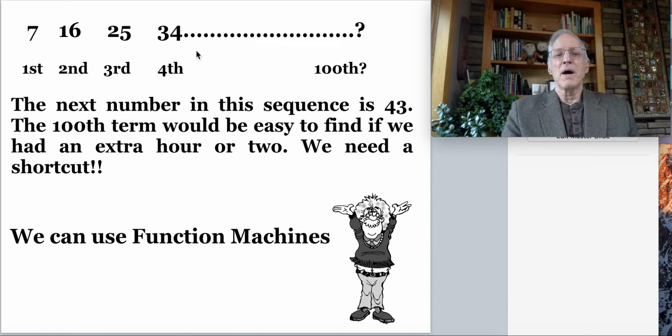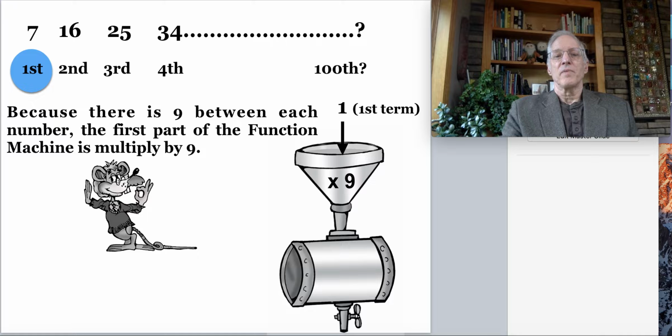Now you can add 9 and keep going, the 5th term of the sequence, the 6th, 7th, but it'll take a lot of time, and adding 9 all those times you're bound to make a mistake. So let's see how a function machine can be used here.